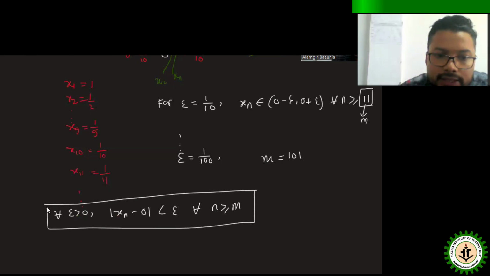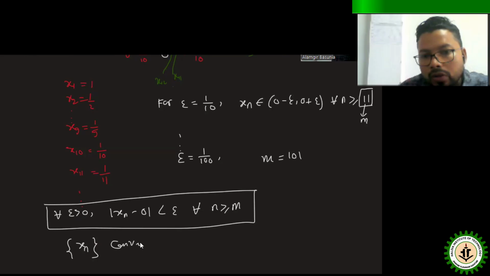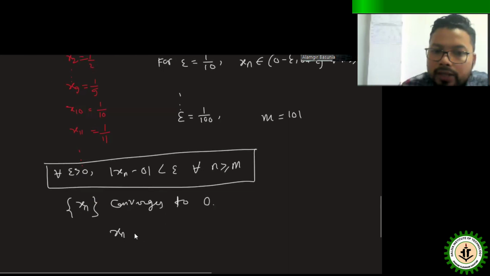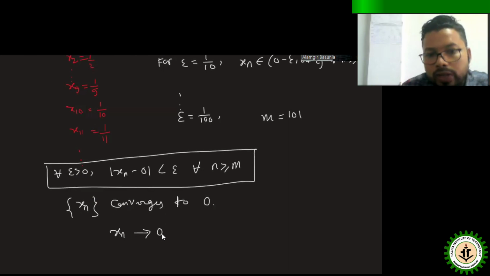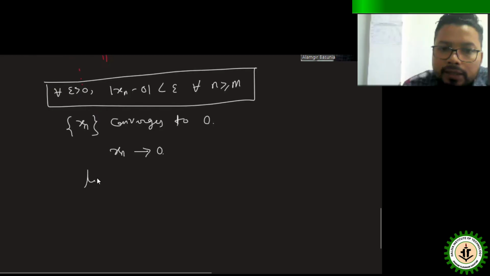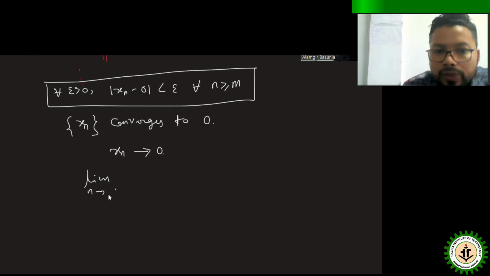So this basically satisfies the definition of convergence. From here we can say our sequence xn converges to the real number 0. We also write this as xn tends to 0, that means xn converges to 0. Also in limiting form, we say the limit as n tends to infinity of xn is equal to 0.